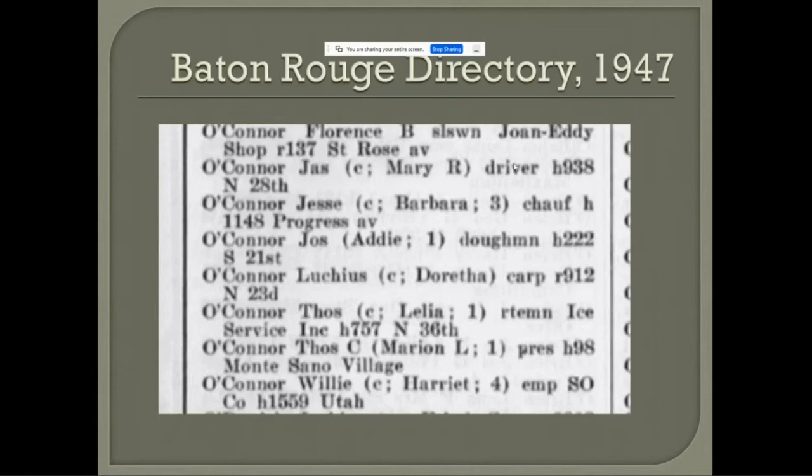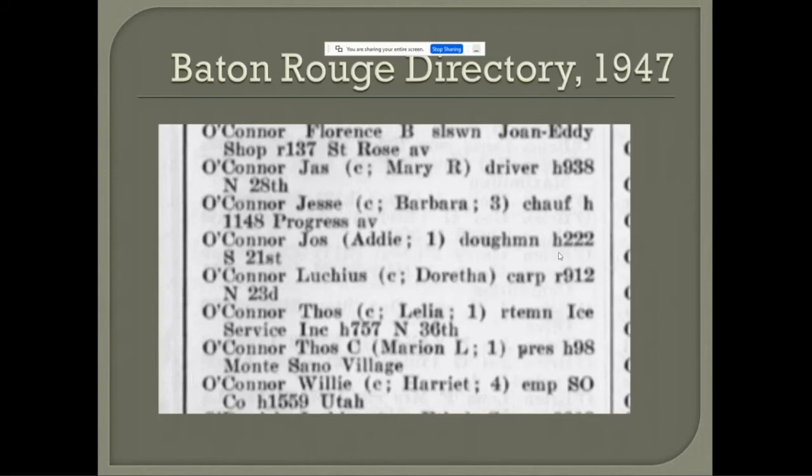And as you can see here, this is James O'Connor. He's a driver. There's his wife, and there's his address, 938 North 28th. So where was he living? What was he doing for a living? Who was he married to? So now if you're going to look for the marriage records, maybe gravestone records, etc., you know who to look for.